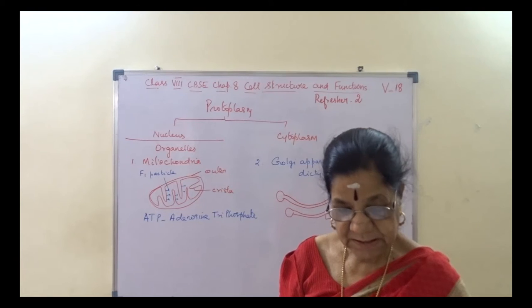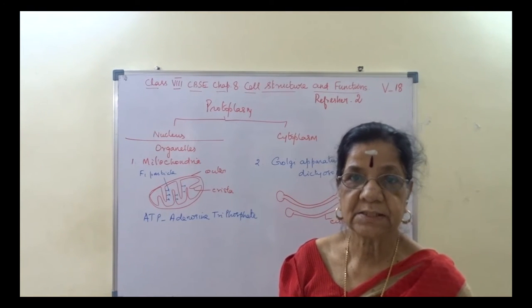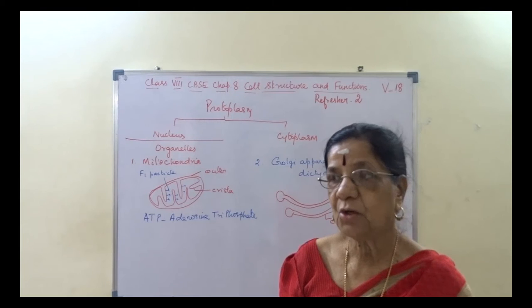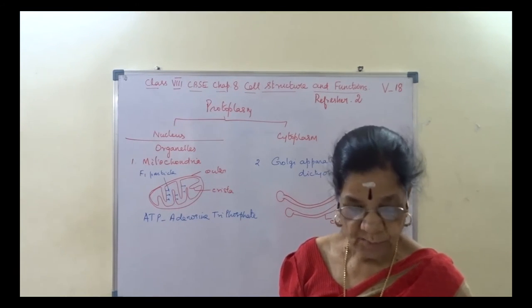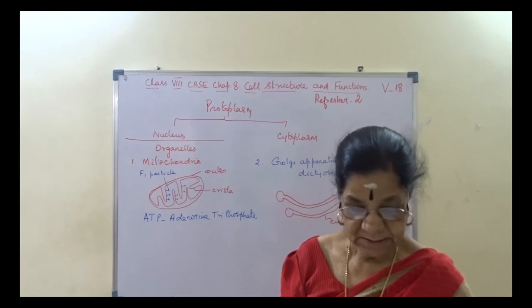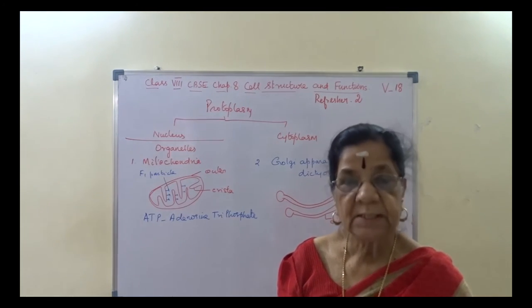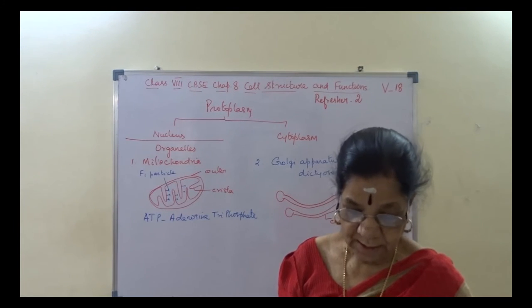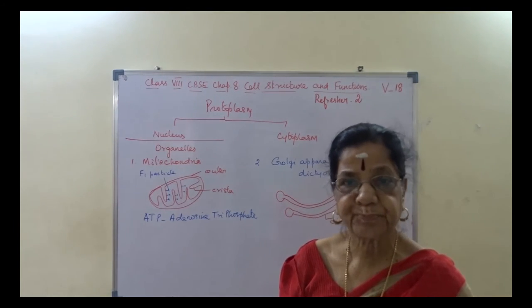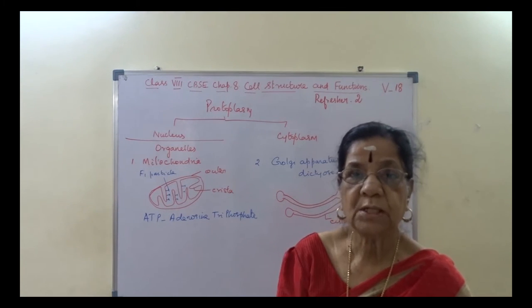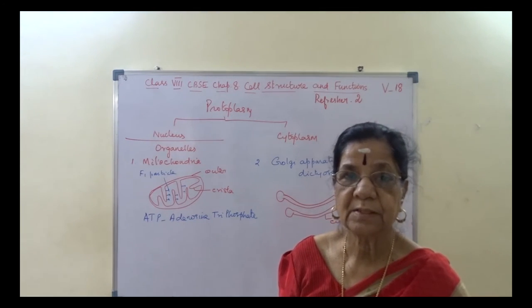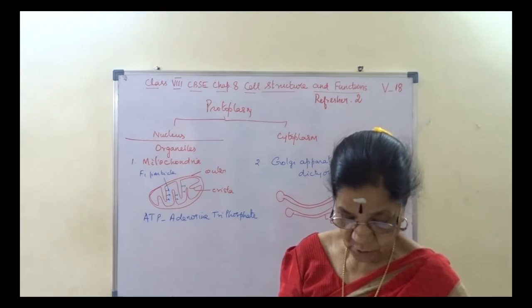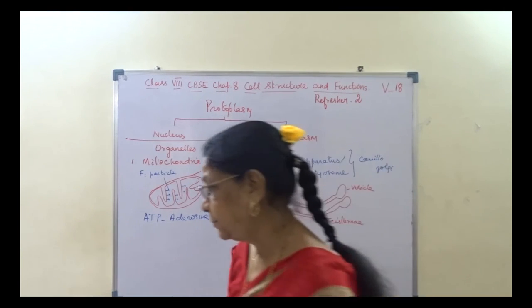Now, what is the function? The Golgi apparatus is involved in the formation of lysosomes. It is also responsible for the synthesis of cell wall and cell membrane. I hope you understand this. So this is the structure of the Golgi apparatus.